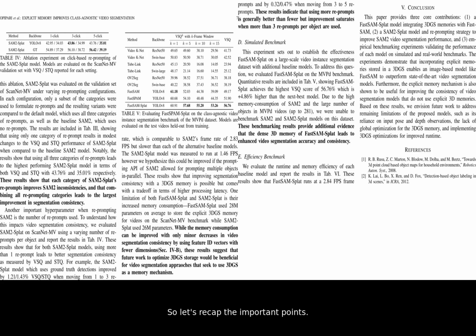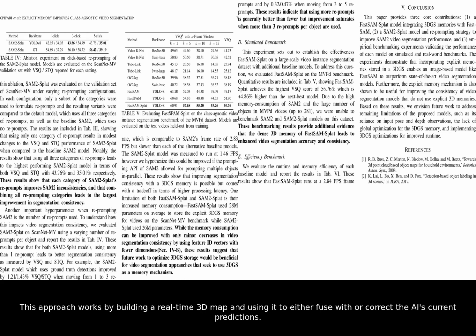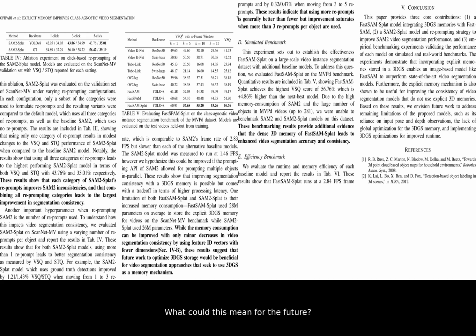So, let's recap the important points. The researchers demonstrated that giving an AI an explicit 3D memory of its environment dramatically improves its ability to segment and track objects in a video consistently. This approach works by building a real-time 3D map and using it to either fuse with or correct the AI's current predictions. What could this mean for the future?